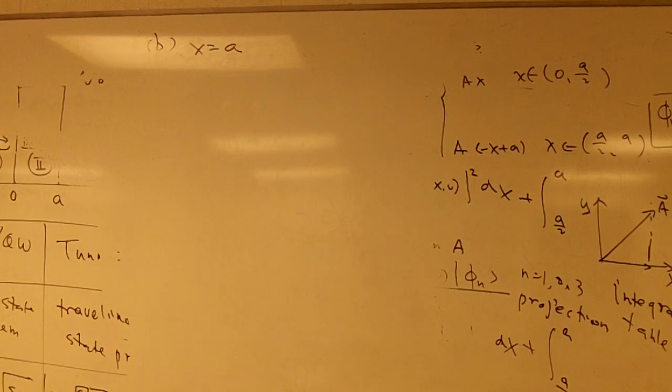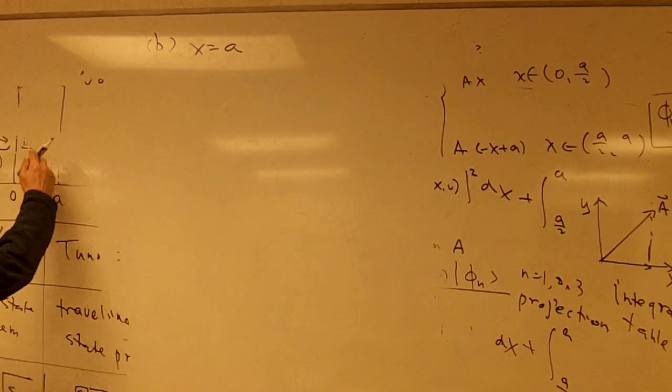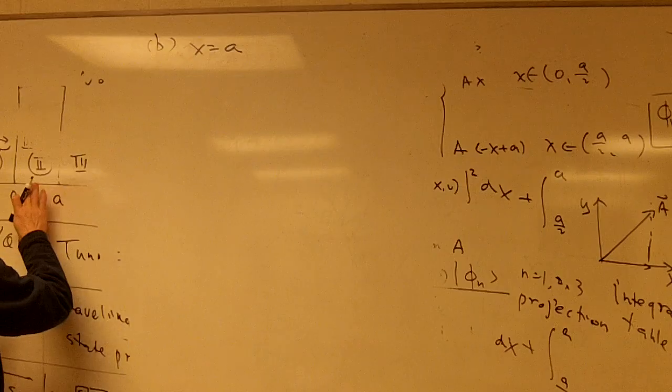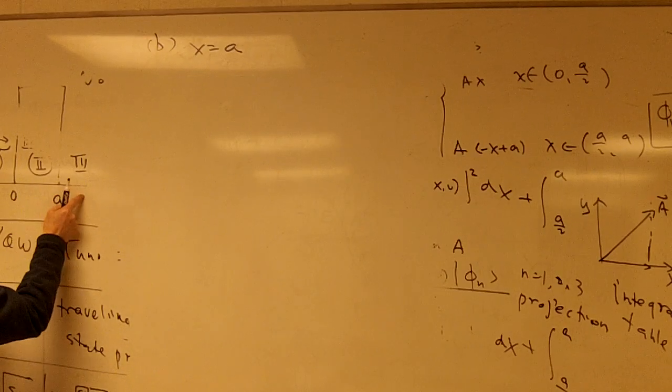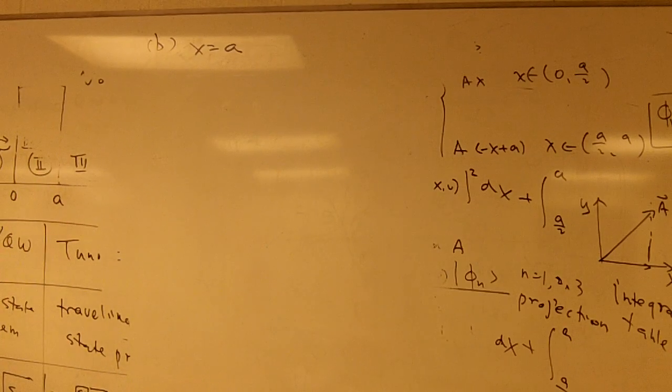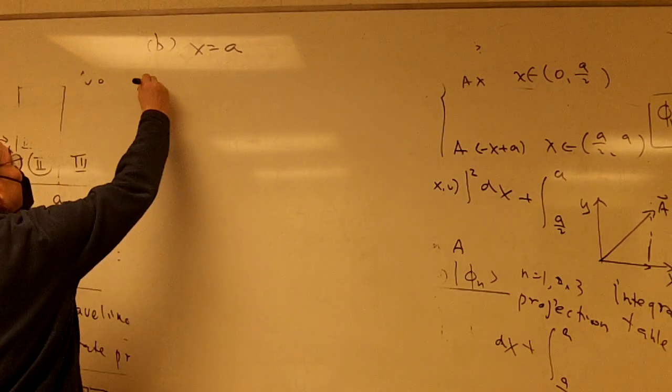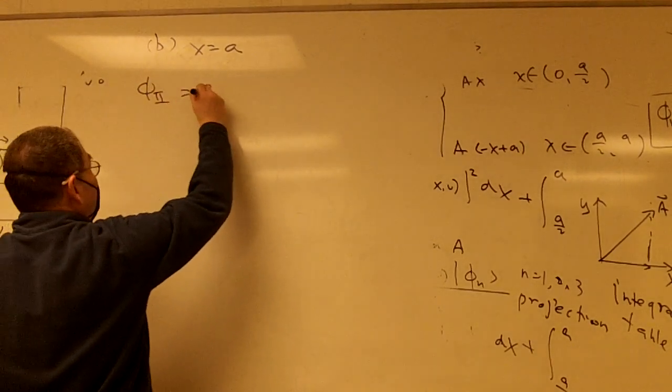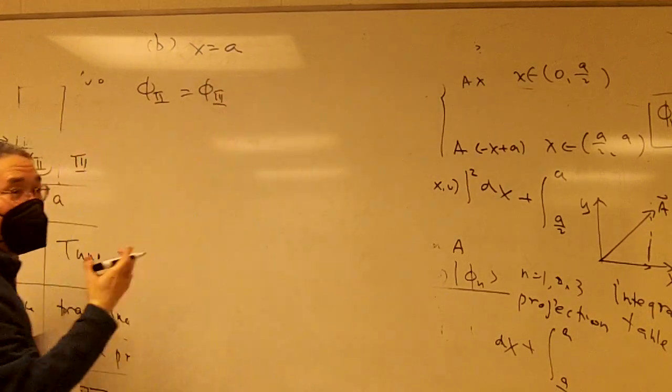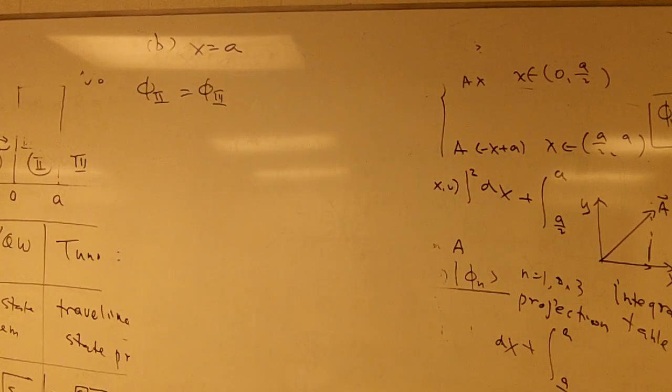Now, when x equals a, you should be very careful. The boundary is between region 2 and region 3. So for the wave function, you're going to see me use phi 2 equals phi 3. These two are going to equal each other.